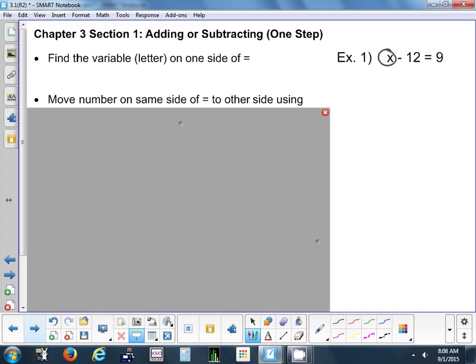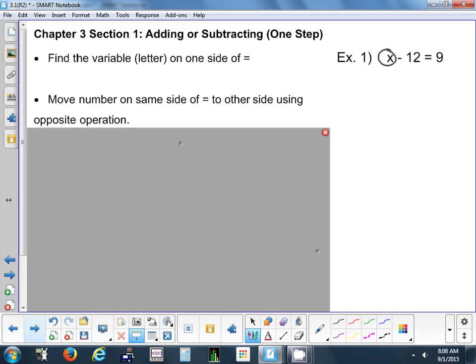Next step. Move the number on the same side of the equal sign to the other side using the opposite operation. So we're going to move the number that's with the variable to the other side by doing the opposite operation. And when we talk about that equal sign, we've got to balance it. Think of it as this negative 12 doesn't like the x, doesn't want to hang out with it, wants to be on the other side. Sometimes I tell kids, think of the equal sign like a fence. It wants to jump the fence and go somewhere else.